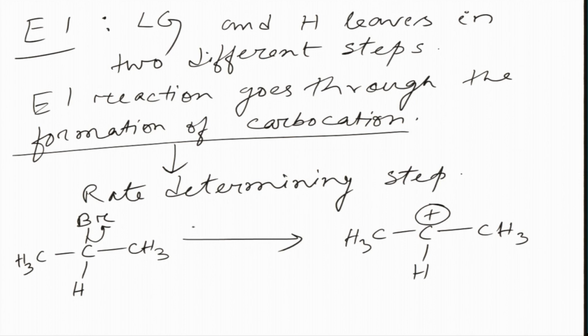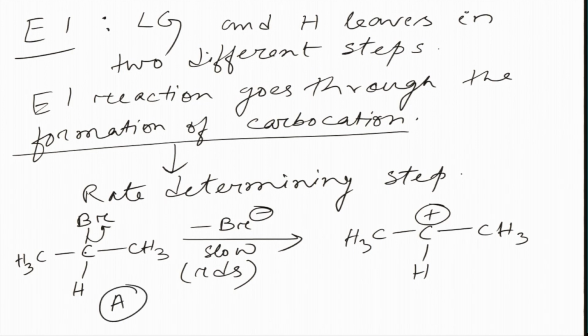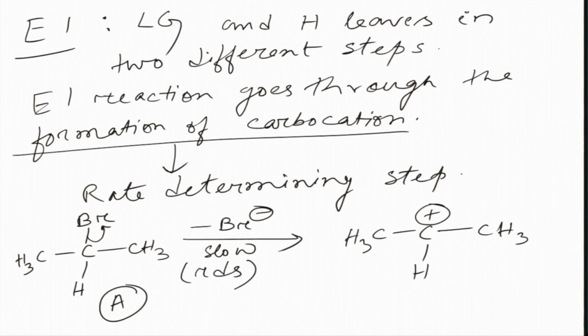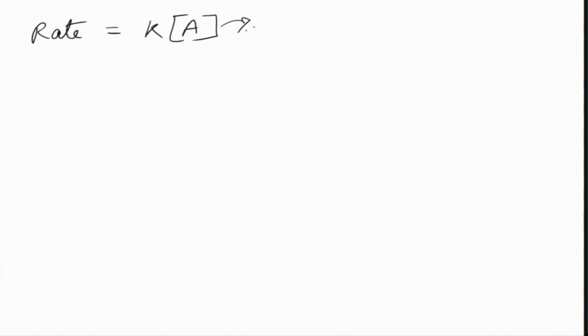Why? Because when the leaving group leaves, it leaves as Br minus, that is, it is taking the bonded electrons with it. So, carbon will have a positive charge. So, a carbocation is formed. This is the rate determining step. This is a slow step. So, this is the RDS. Now, if we write the rate equation of this reaction, let us say this substrate is named A. In the rate determining step, what will be the rate equation? Rate equals K into A. Why? Because there was no other reactant involved in this step, only this compound A was there. So, we will write the rate equation as this. So, one molecule is involved.